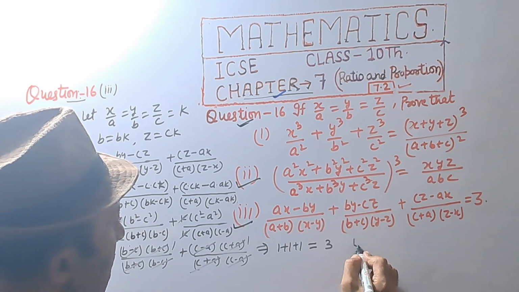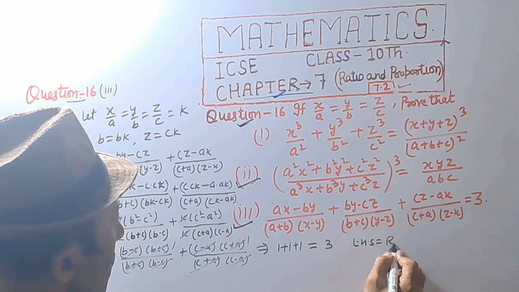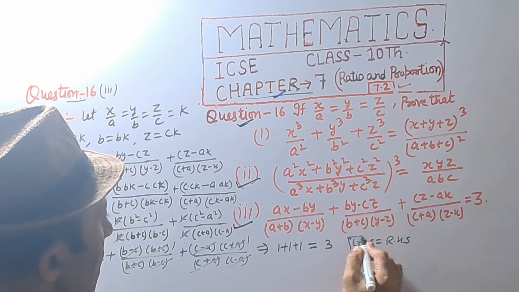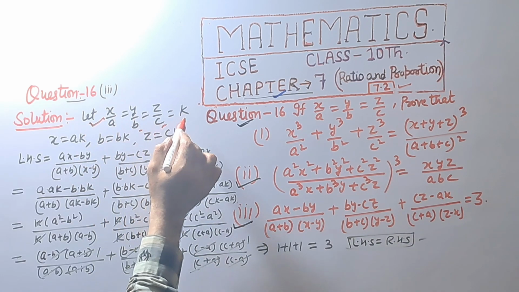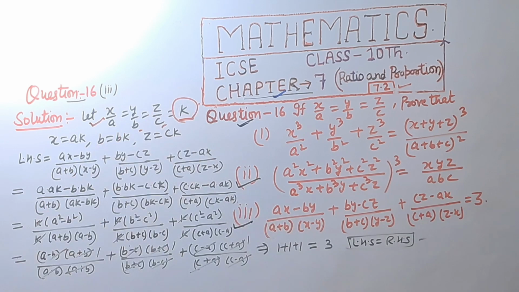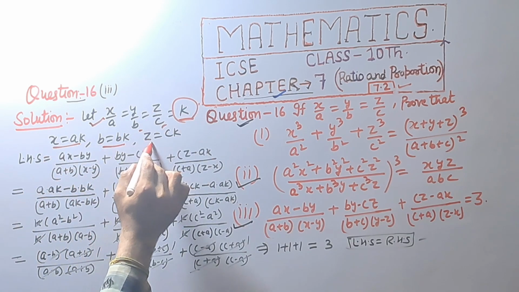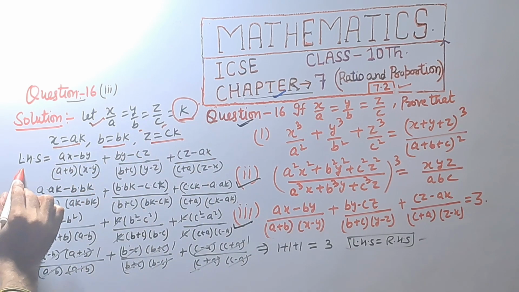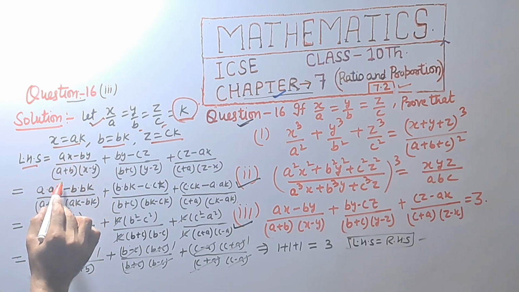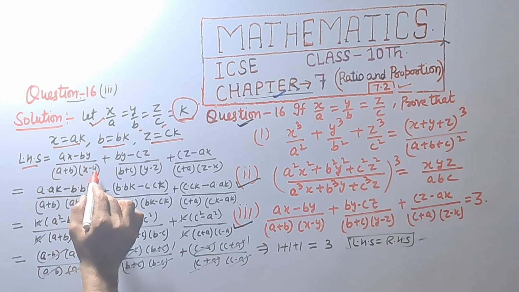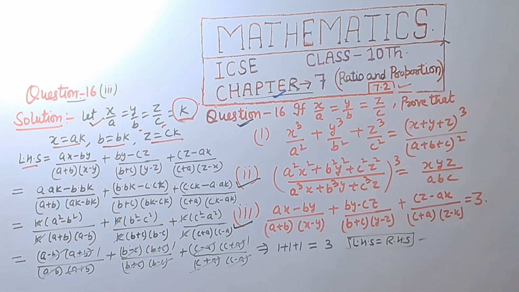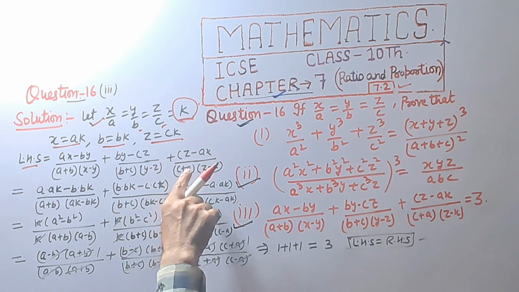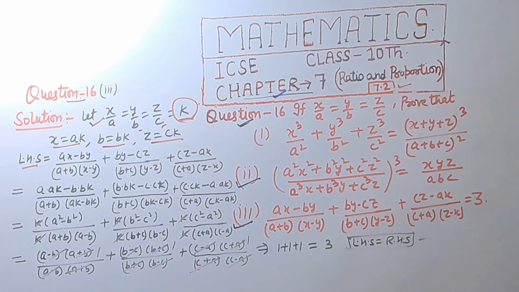So left hand side is equal to right hand side. Let x upon a is equal to y upon b is equal to z upon c, that is equal to k. x is ak, y is bk, z is ck. Left hand side is ax minus by upon a plus b into x minus y, plus by minus cz upon b plus c into y minus z, plus cz minus ax upon c plus a into z minus x.